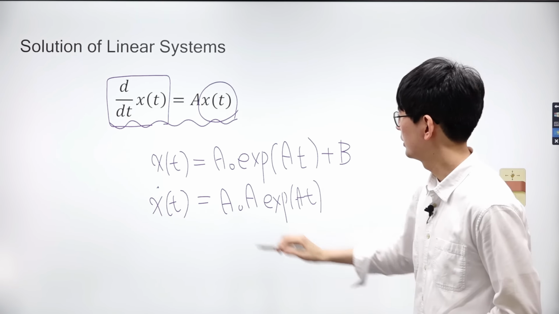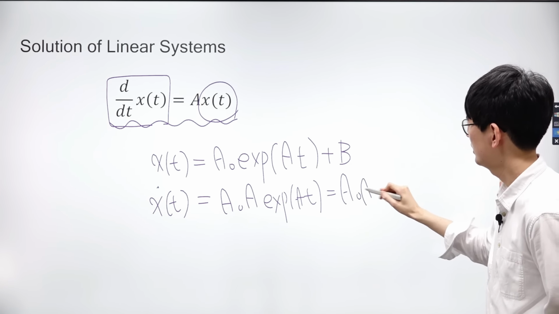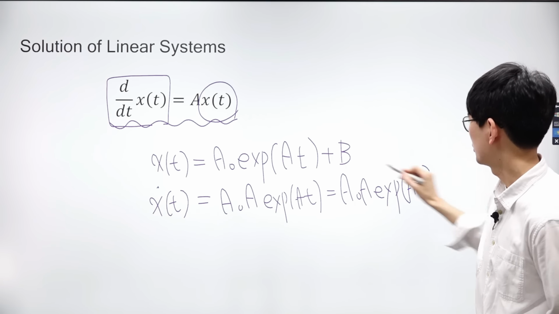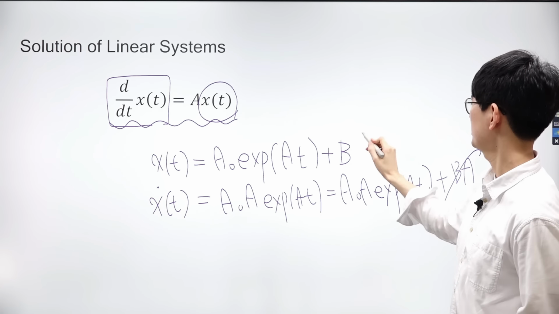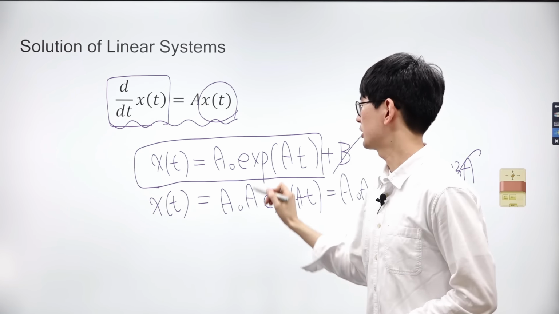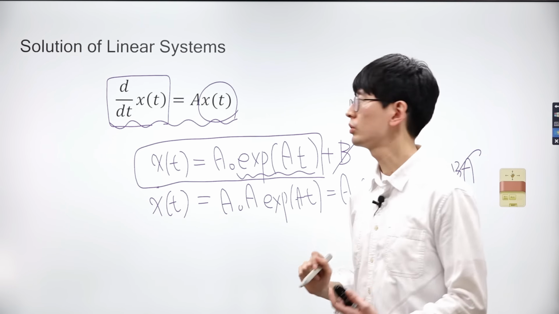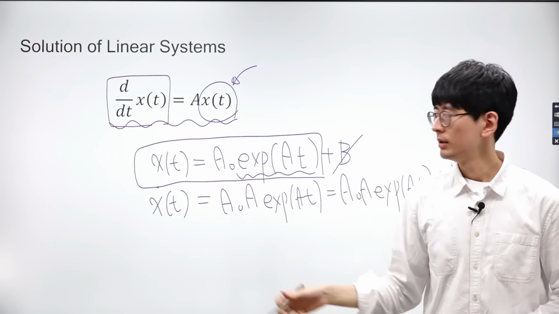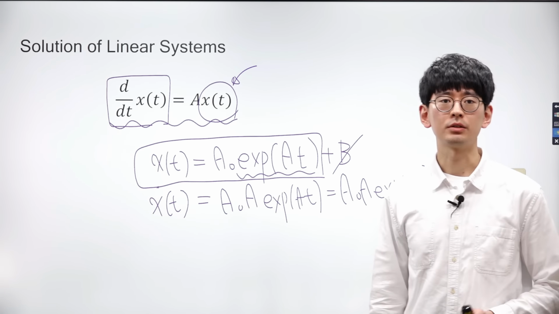If we substitute a naught times exponential of At plus b into x of t in the formula above, we get a naught times A times exponential of At plus bA. Thus, bA equals 0, and we can drop b in x of t. Therefore, x of t equals a naught times exponential of At. To summarize, when we want to observe changes in values over time, the solution of the linear system often involves a matrix exponential.